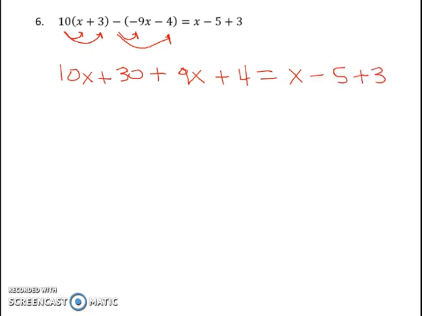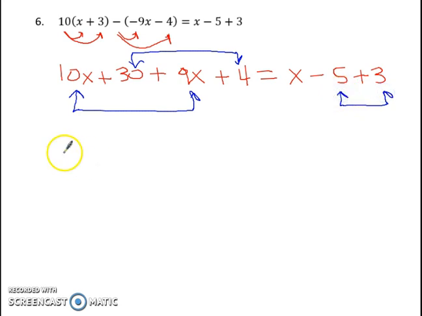So before I start pulling my x terms to one side, my constants to the other, I'm going to see what I can combine on the left and the right. See that I have a 10x and a 9x. I can combine those on the left. I see that I have 30 and a 4. I can combine those. I also have a minus 5 and a 3 that I can combine. So let's go ahead and do that. I have 10x plus 9x, which is a 19x. I have a 30 plus 4, which is a 34.